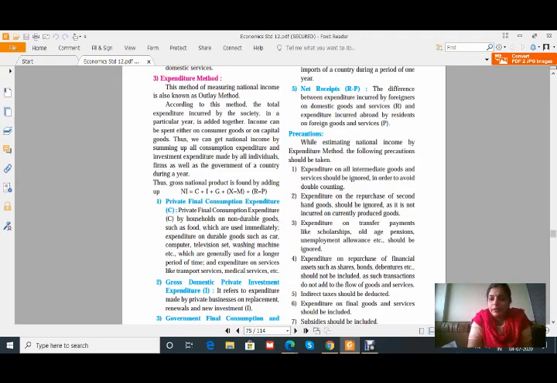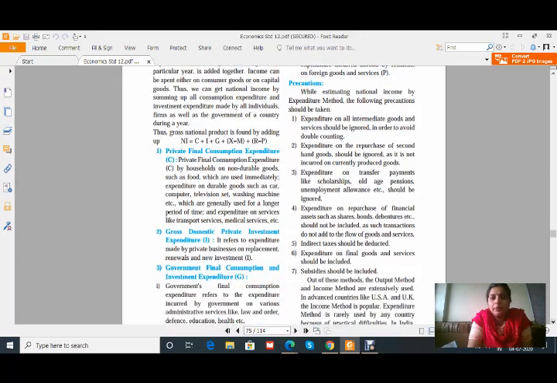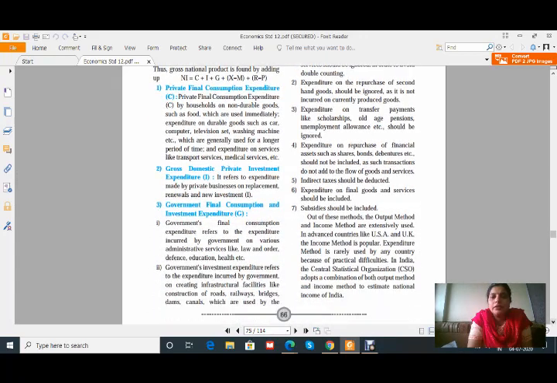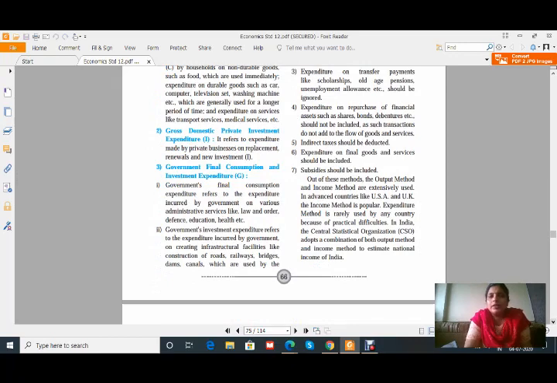Okay, now the third point is government final consumption and investment expenditure, that is G. See, government's final consumption expenditure refers to the expenditure incurred by the government on various administrative services like law and order, defense, education, health, etc. Right now, all of you know about that. Due to this COVID situation, all the hospitals have been turned into COVID hospitals. So for that, particular facilities should be provided, and therefore government needs some money for that.